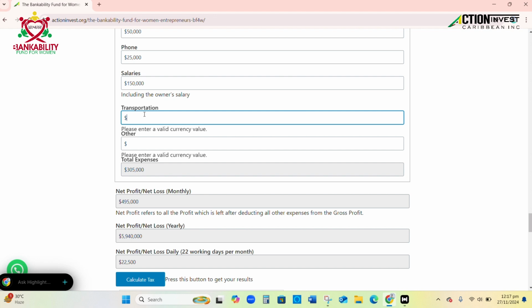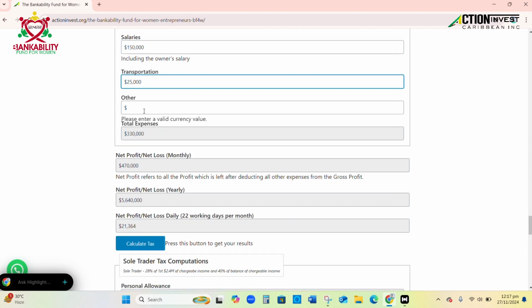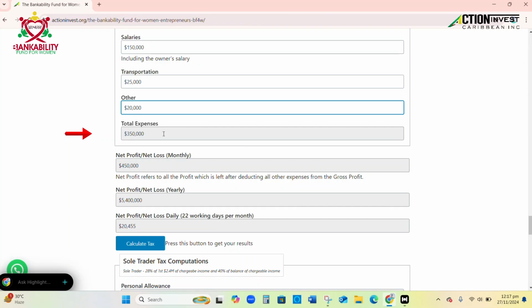Total wages here, $150,000. Transportation costs. Your travel expenses for work-related stuff. That's $25,000. Other expenses. Not everything fits into a neat box, so we've got a space for any other costs. For our example, we'll add $20,000. Once you enter all this data, the calculator will total up your expenses, $350,000. That means after deducting those expenses from your gross profit, you're left with a net profit of $450,000 per month, or $5.4 million per year.